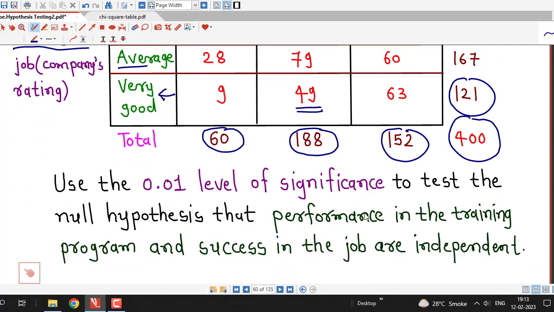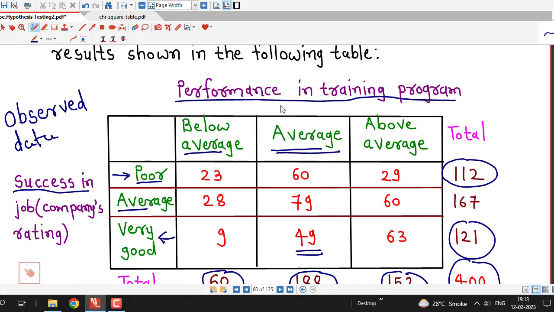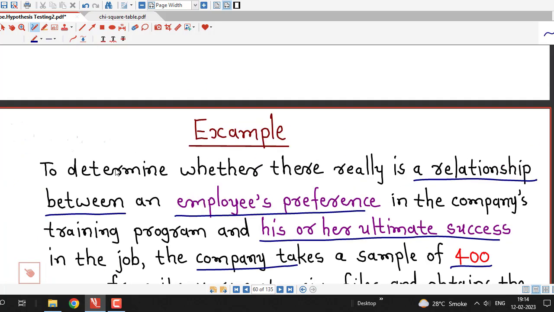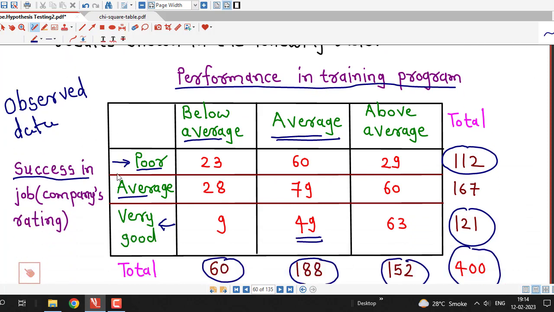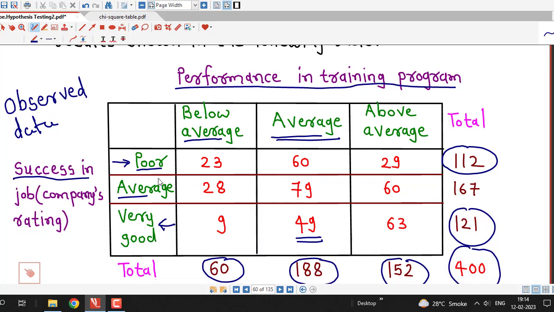Here we have to test the null hypothesis that performance in the training program and success in the job are independent. So you can see there are two categorical variables: performance of the employee in the training program and success of the employee in the job. We have to test whether there is some relationship between these two categorical variables or they are independent. Whenever you have this type of problem in which you have two categorical variables, you can check whether there is a relationship between those two variables or not using the chi-square test of independence.